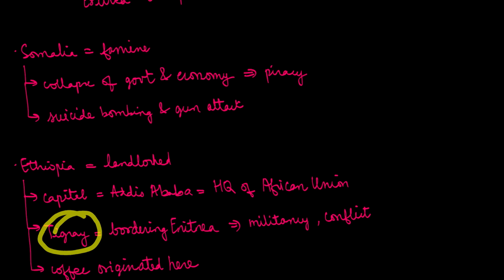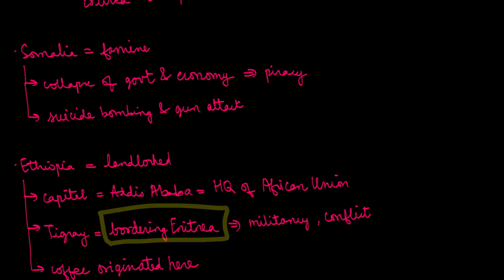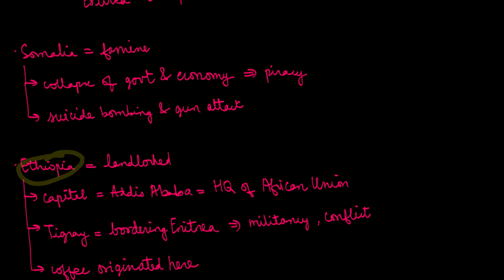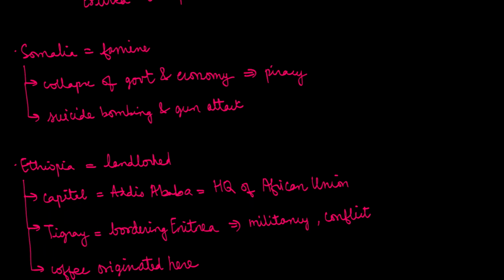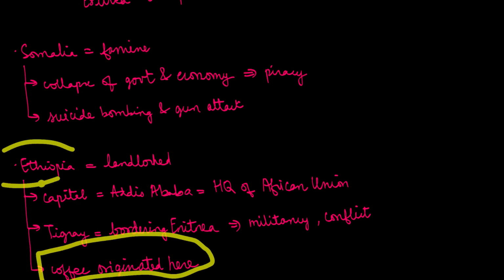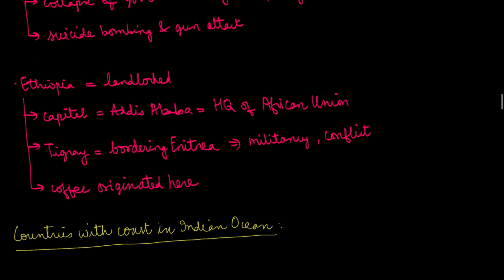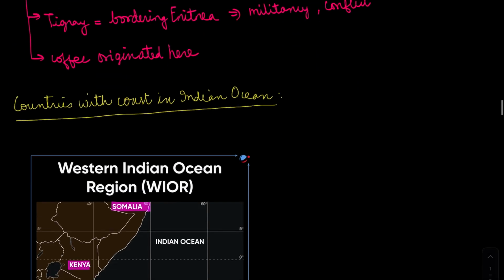So Tigray, a place in Ethiopia, is bordering Eritrea. So it's a border between Eritrea and Ethiopia, and there are militancy and conflicts going on in Tigray. Then coffee originated from Ethiopia. It is the coffee originating country.